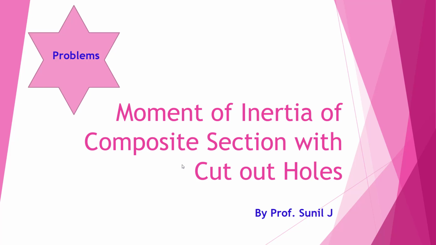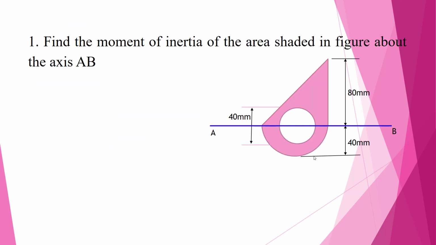In today's video, we will learn how to find the moment of inertia of a composite section with cutout holes. The figure shows a composite section which consists of a triangular section, a semicircular section and a circular section. From the figure, it is also clear that we are removing the circular section from the composite section. The axis about which we need to find the moment of inertia is also given in the question, which is marked as capital AB.